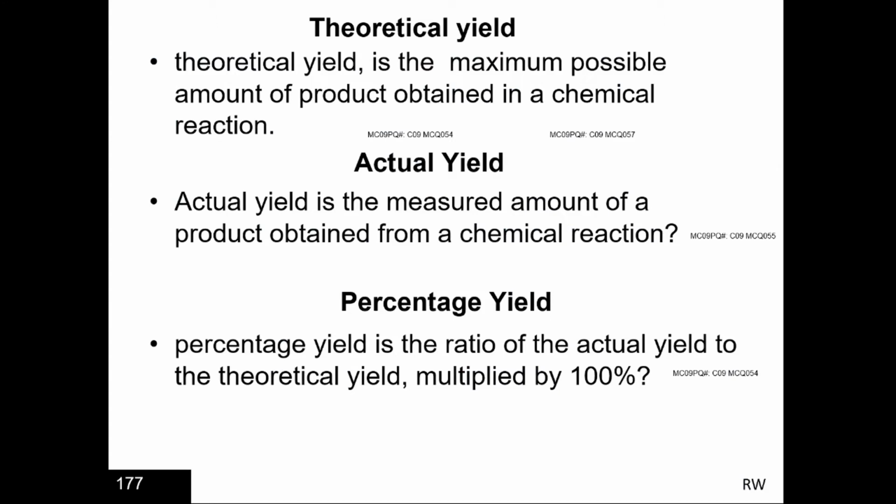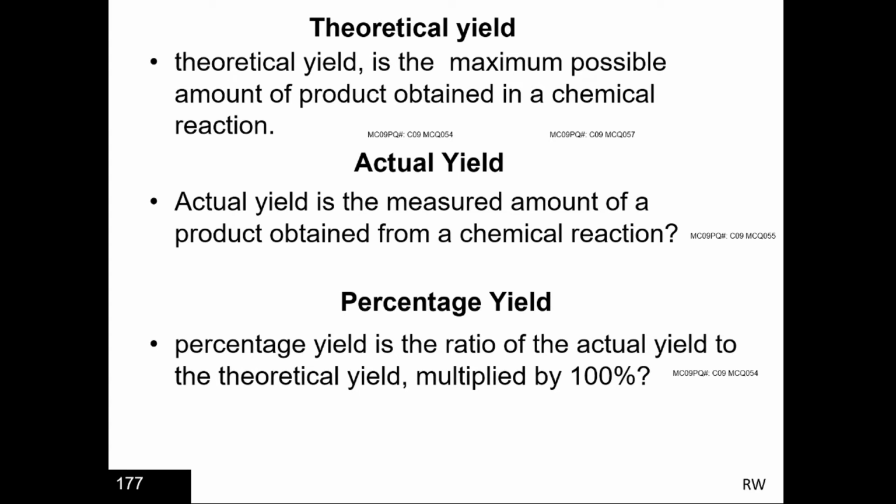Okay, so some definitions first. Theoretical yield is the maximum possible amount of product obtained in the chemical reaction. So that's the answers that we've been calculating in all these stoichiometric lectures: the theoretical yield. It's in a perfect world, if everything went right, this is how much product you would produce.